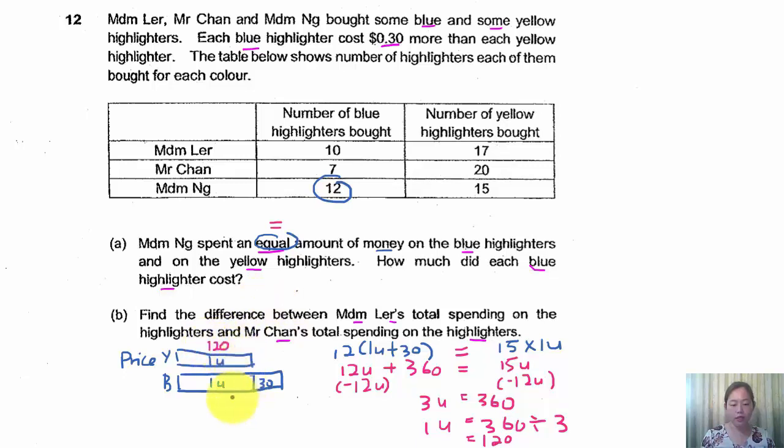highlighter in cents. Therefore, the blue highlighter will be 120 plus 30, which is equal to 150 cents, which is also $1.50. So let's record down the price of the blue highlighter, $1.50, and the price of the yellow highlighter will be $1.20.